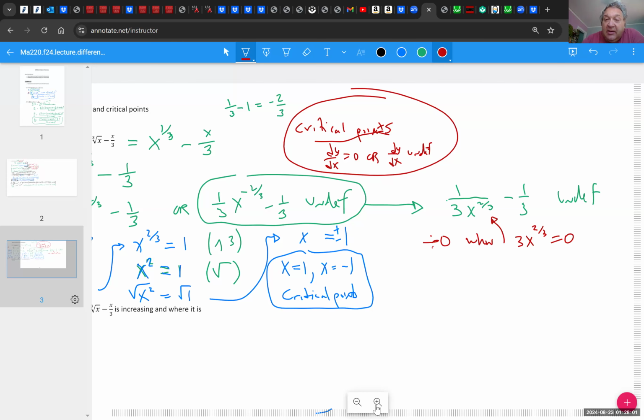So I'll just, again, solve this thing. I'll divide by 3. I get x to the 2/3 is equal to 0. I will cube both sides to get rid of the fraction there.